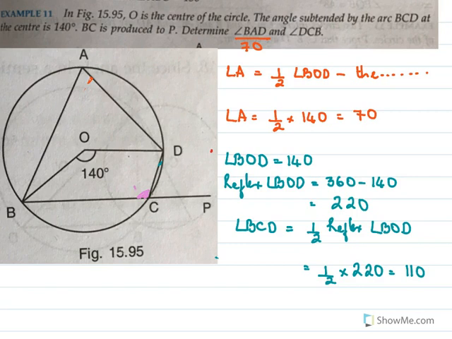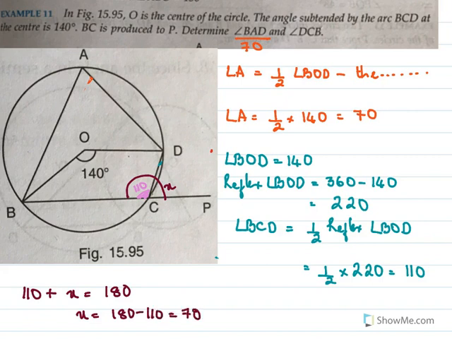So here this angle is 110. Now we know here we have a linear pair. I'll put this angle as x. So I'll have angle 110 plus x equals 180. So x is 180 minus 110, and that is 70. So angle DCB is equal to 70.